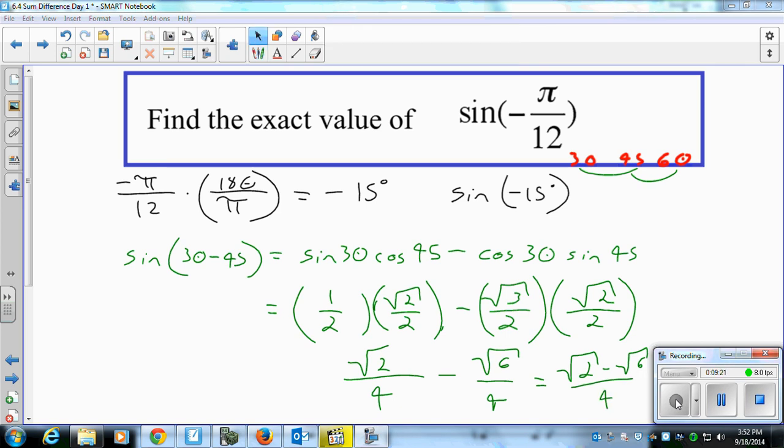That's where we're going to leave off here with 6.4, sum and difference formulas. We'll do the second part the following class period.